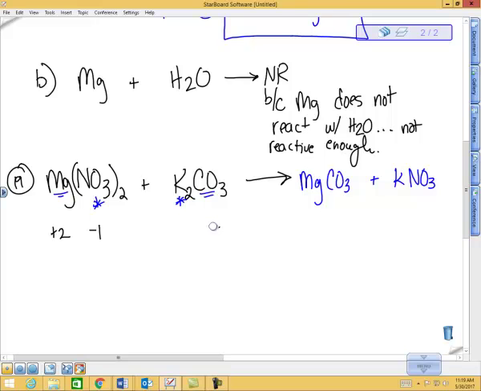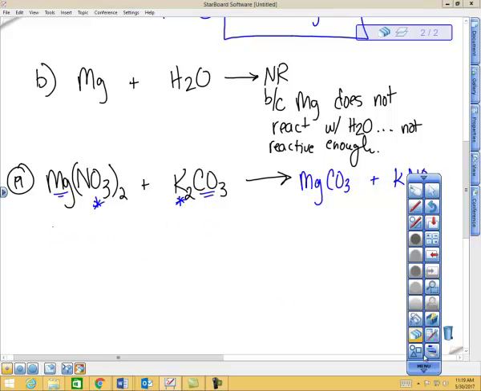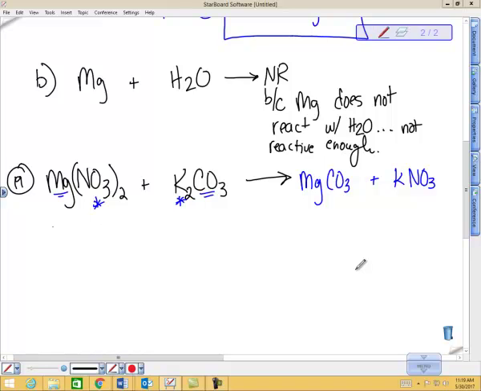So let's go ahead and try to figure out the solubility first. All nitrates are soluble. I don't know if you guys have memorized that yet, but that is a really nifty rule to remember. Nitrates are always soluble. So if it's soluble, I'm going to label it AQ, and there's another nitrate over here, AQ.